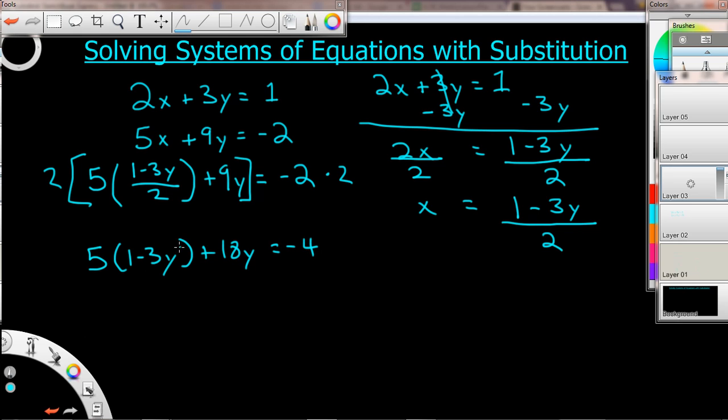Okay, now distribute here to get rid of my parentheses. 5 times 1 is 5, minus 5 times negative 3y is negative 15y, plus 18y is equal to negative 4. Okay, combine like terms here. We get 5 plus 3y is equal to negative 4.